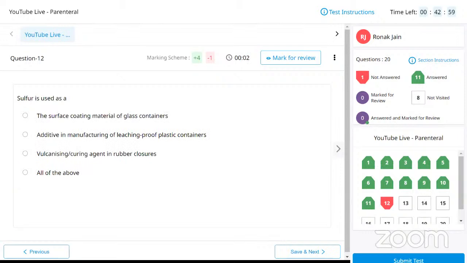Okay, moving on to the next question. It says sulfur is used as what? So sulfur is a material again, and the first option says the surface coating material of glass containers. No, it is not used as that. Option 2 says additive in manufacturing of leaching proof plastic containers.